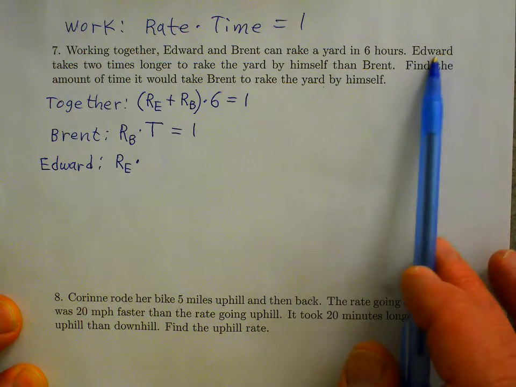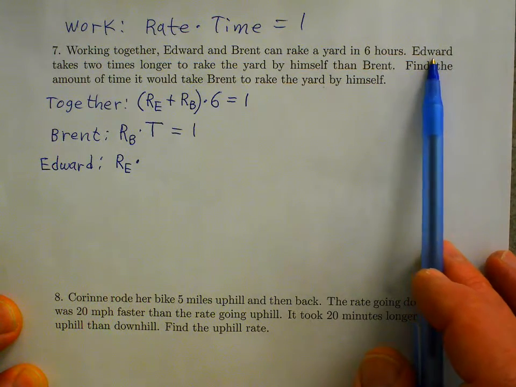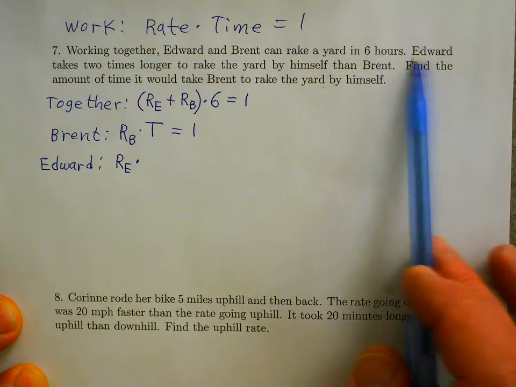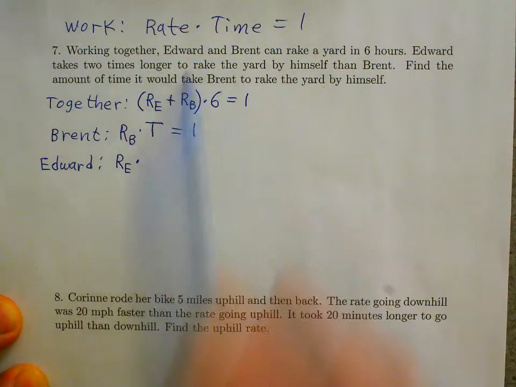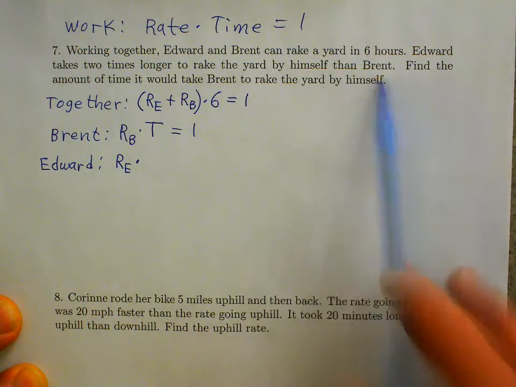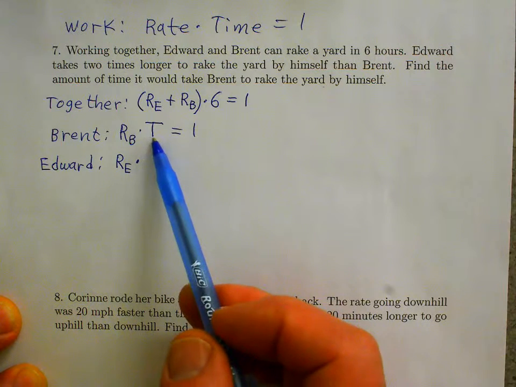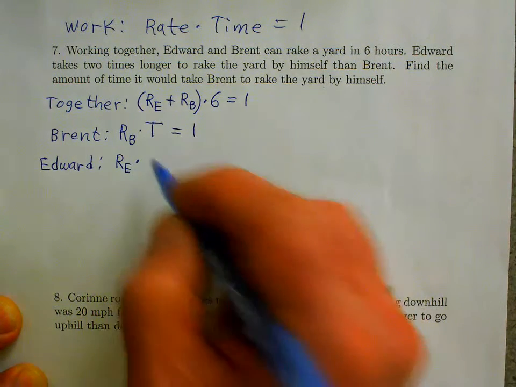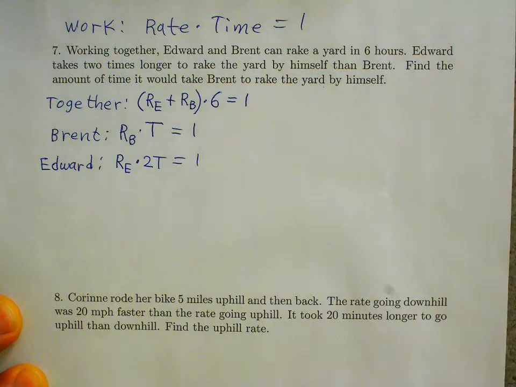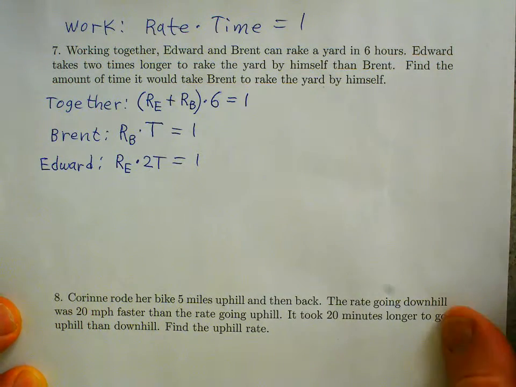And in the first part of the second sentence, we're told that Edward takes 2 times longer to rake the yard by himself than Brent. So if Brent takes T hours, Edward takes 2 times T hours. Is that what you said? Yeah.